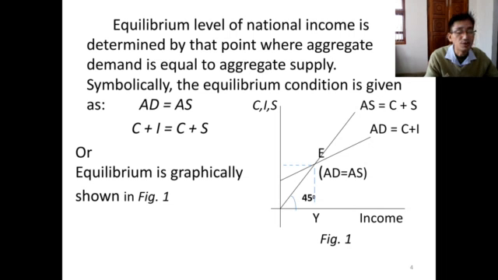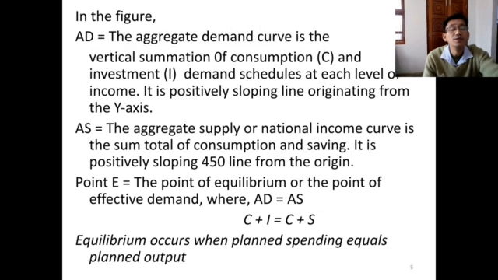Point E is the equilibrium point or effective demand point, where AD, aggregate demand, is equal to aggregate supply. It is again represented by C plus I is equal to C plus S. Equilibrium occurs when the planned spending equals the planned output.